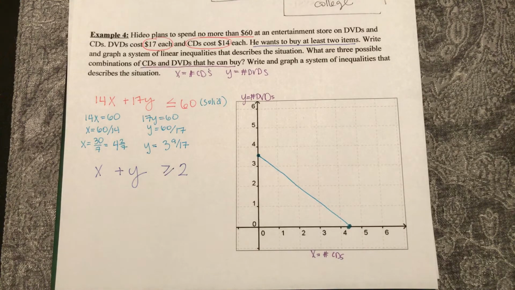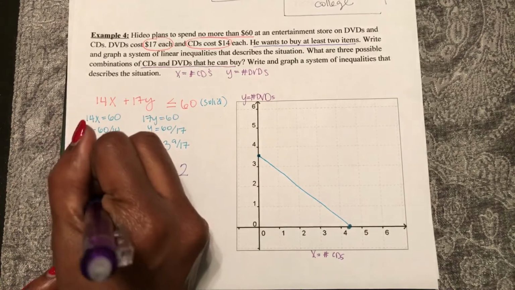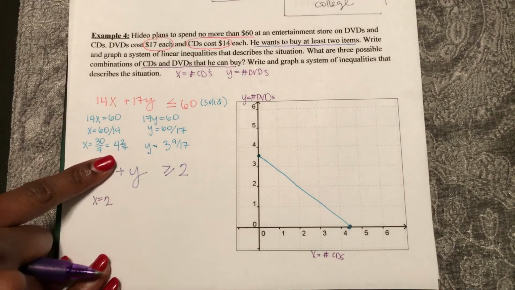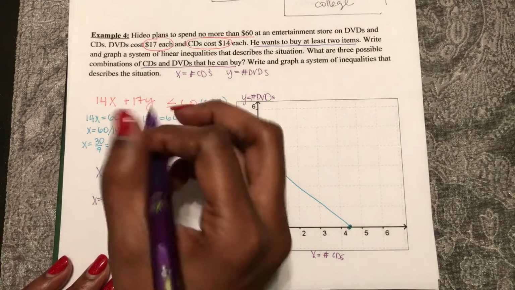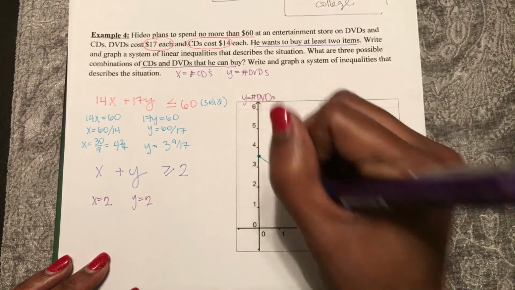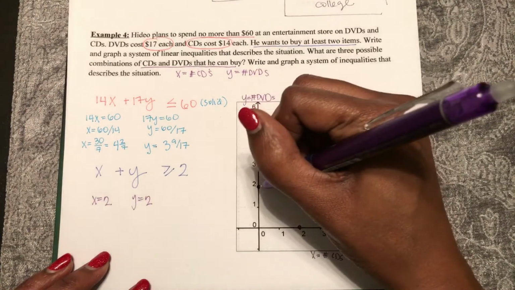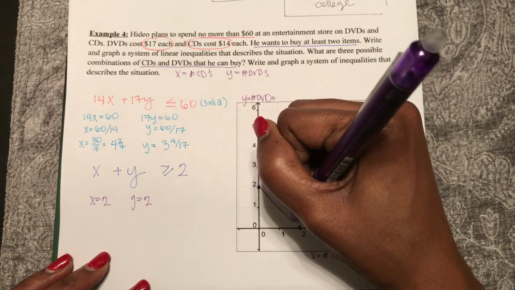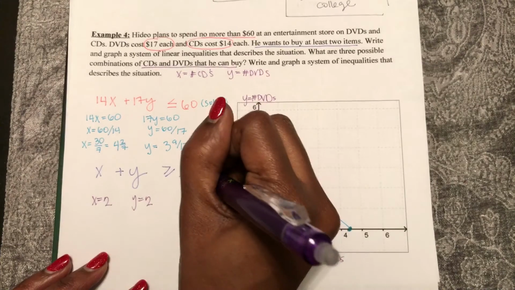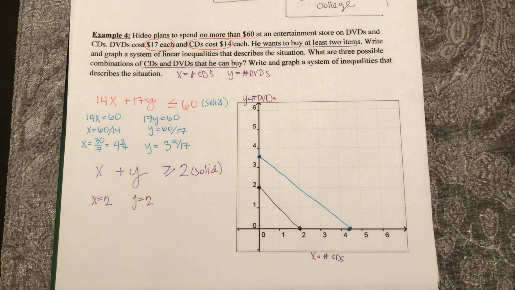So now for my second equation, if I plug in 0 for y, I have x equals 2. If I plug in 0 for x, I have y equals 2. So that's nice. My x-intercept is at 2, and my y-intercept is at 2. So now I will connect those with, once again, oh, this is equal to, so a solid line. So now that I have graphed both of those lines, it's an inequality. I need to check my shading.